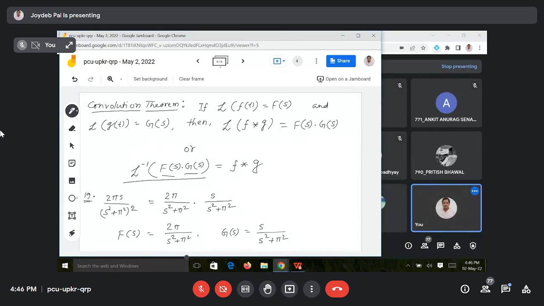Now I will write the answer as F star G. So F means F(t), G means G(t). So I need F(t) and G(t), then I can write it. So how to get F(t) and G(t)? F(t) means the Laplace inverse of F(s). So what is F(t)? Tell me.